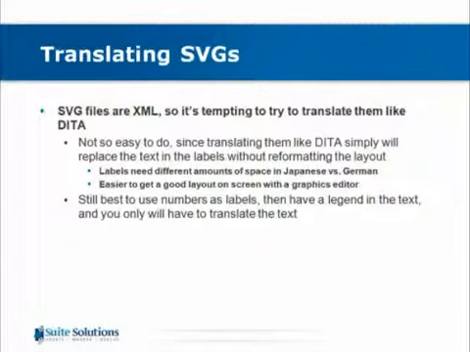SVGs, just like EPS files, any sort of graphics with callouts, if you have some graphic and you have callouts, it's best to use numbers as your labels if you're going to need to translate your graphic. That way, if you only use numbers, you don't have to translate your graphic. Instead, in the body of the text, you can just say number 1 is the on button, number 2 is the eject button, number 3 is the power cord. And you can therefore translate your text and use the same image for all languages.